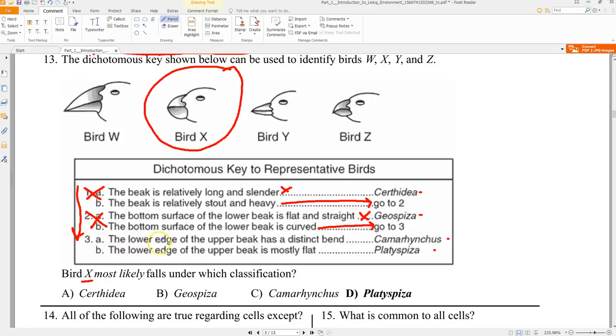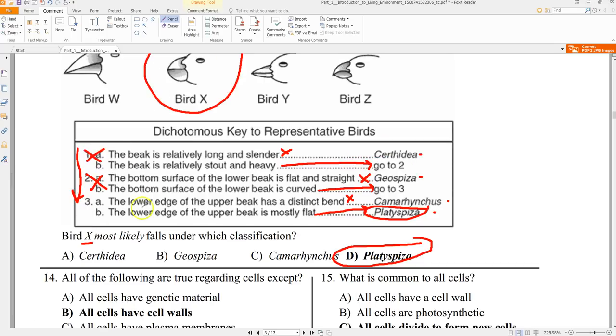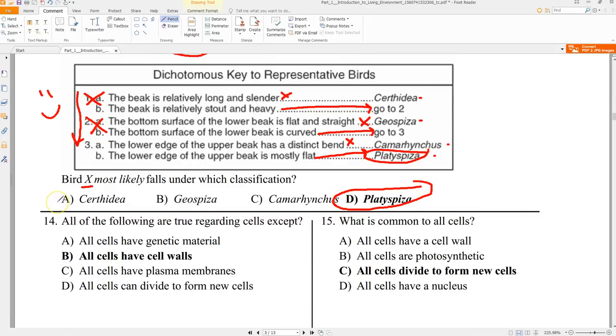Now we're at 3. The lower edge of the upper beak has a distinct bend. Not necessarily. This one has a distinct bend, so it's not this one. The lower edge of the upper beak is mostly flat. Yes. So here's our species, which is choice D. Moving on. Those are dichotomous keys. They're pretty fun, right? I think they're fun. It's like a puzzle.